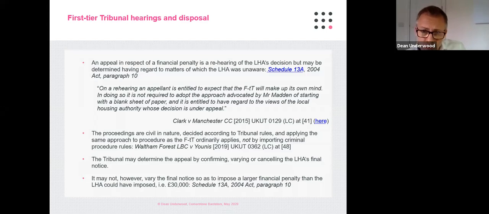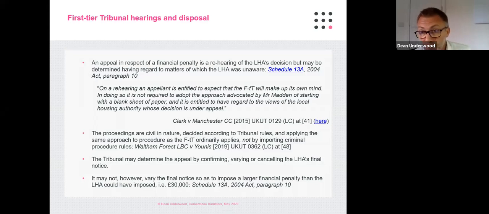Importantly, in the case of Eunice, to which I referred previously, it was held by the Deputy President that although, of course, in these appeals, the First-tier Tribunal has to consider and decide for itself whether an offence has been committed, the proceedings are nonetheless civil in nature, and they are to be determined according to the tribunal's own procedural rules, applying the same approach as it would ordinarily apply, and not by importing or applying criminal procedural rules. And so one important distinction between pursuing a prosecution and imposing a penalty is that before the First-tier Tribunal, it may well be possible to adduce evidence, hearsay evidence, for example, that might otherwise be inadmissible in the criminal courts. And that is a factor that some local authorities will potentially bear in mind in deciding whether to penalise or prosecute.